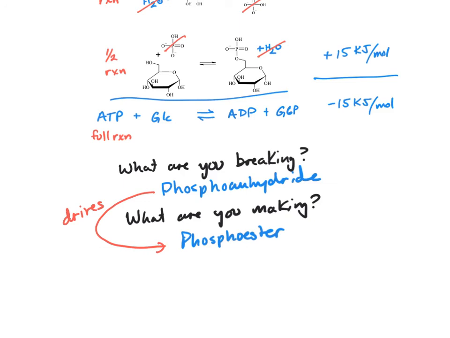And this can be summarized by saying that the breaking of a phosphoanhydride drives the formation of a phosphoester. This is a coupled reaction. We're going to practice it a lot on the homework. It's a challenging skill because you've got to combine recognizing the high energy linkages with this kind of mathematical approach to adding half reactions together. We'll give it a try on the homework.